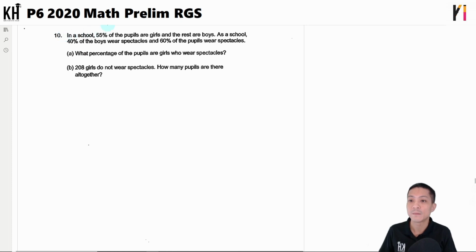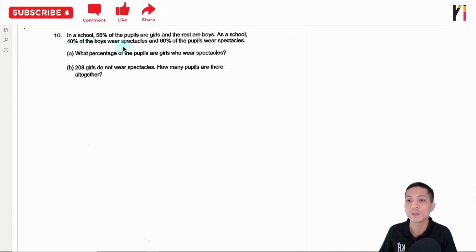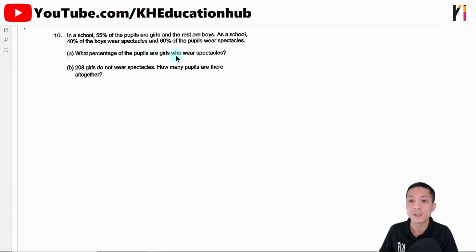Okay, question 10. In the school, 55% of the pupils are girls and the rest are boys. In the school, 40% of the boys wear spectacles and 60% of the pupils wear spectacles. A, what percentage of the pupils are girls who wear spectacles? And B, 208 girls do not wear spectacles, so how many pupils are there altogether?